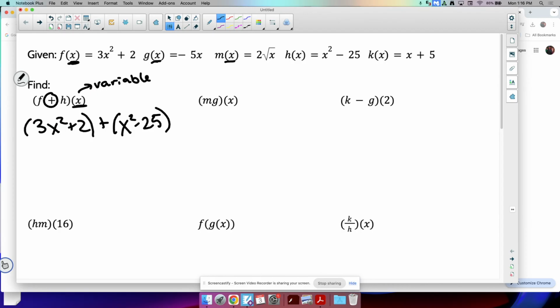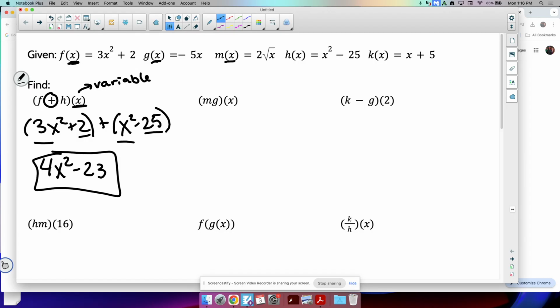When we combine like terms, how many x squareds are we going to have? 4. And then what will our constant be? -23. So f plus h of x, literally take your f plus your h. That x at the end just means that's our variable.